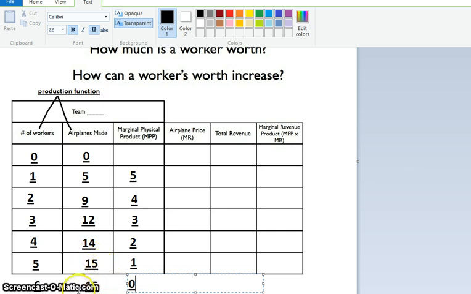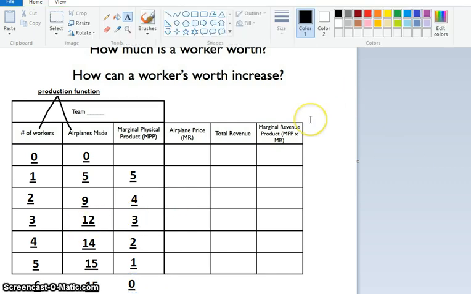5 workers made 15, 6 workers made 15. 0 is how much he produced. So if I ask you in terms of airplanes, how much was the third worker worth, what would you say? Hopefully you would say he or she was worth 3 airplanes, because this is essentially the value that these workers have in terms of the product that they produce, right? So the first worker is worth 5 paper airplanes. The second one is worth 4 paper airplanes.